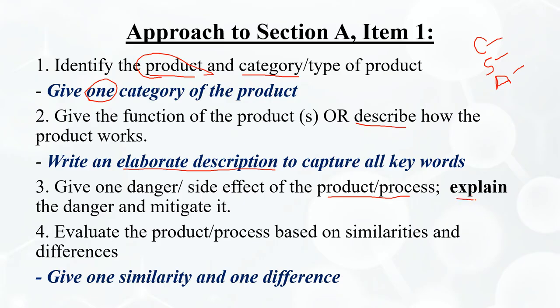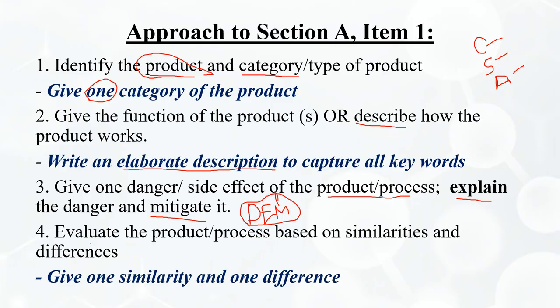You explain the danger and then we mitigate. So we are giving the side effect, and in simple terms, we give the danger, we give the effect, and then we give the mitigation. I normally summarize this as DEM: danger, effect, and then mitigation. But danger of what? Of the product that we identified right away in number 1.